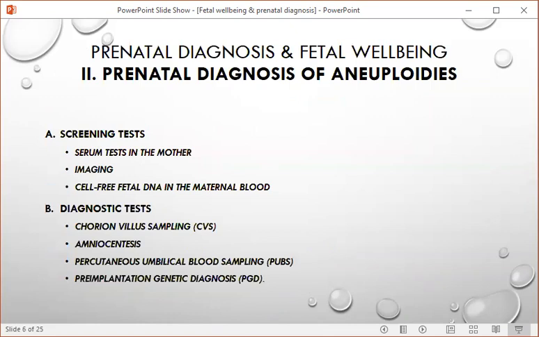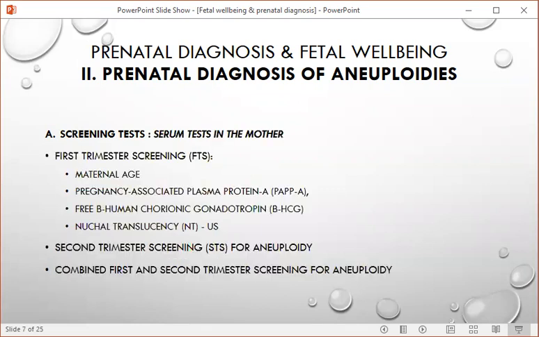Then coming to the prenatal diagnosis for aneuploidies, there are two types. One is screening tests and second is diagnostic tests. Diagnostic tests are invasive. That is the reason screening tests are very important to decide which patient requires these invasive tests. These screening tests are again first trimester, second trimester and combined tests.